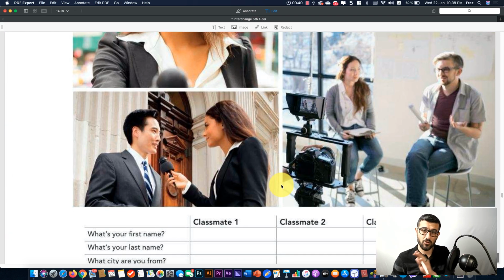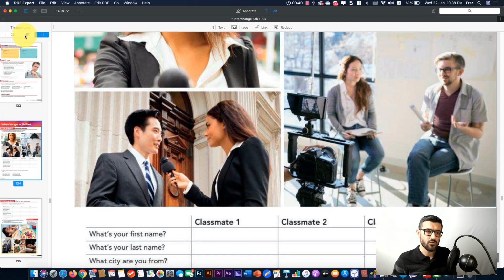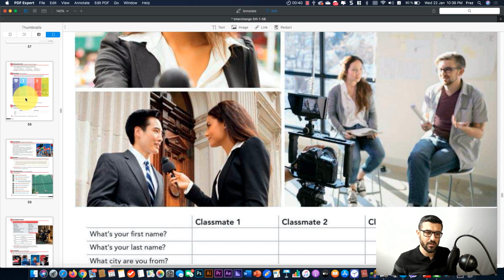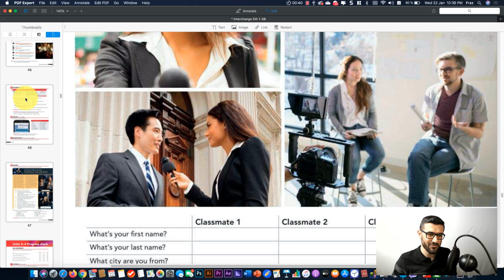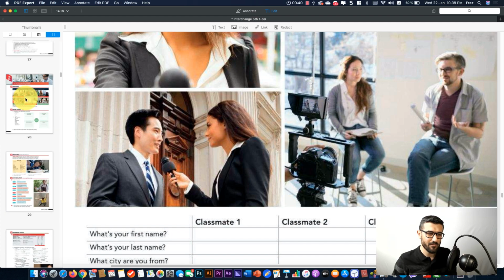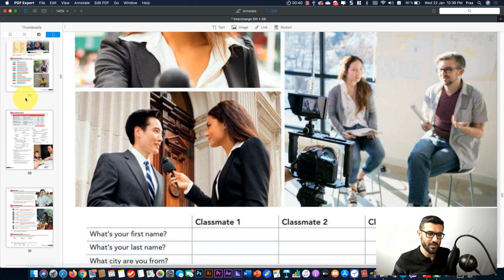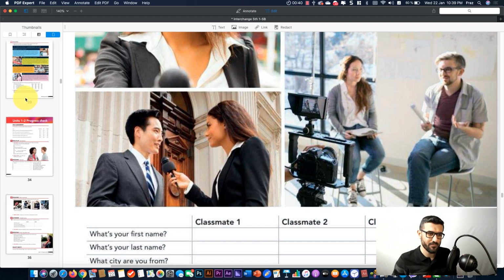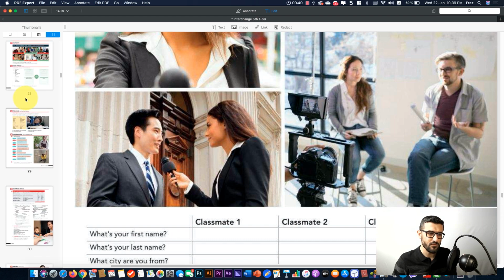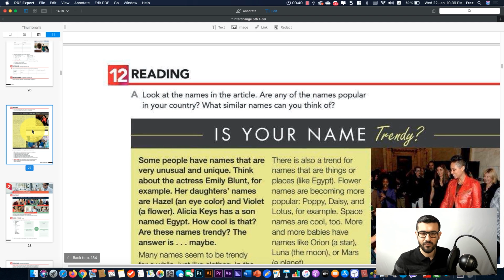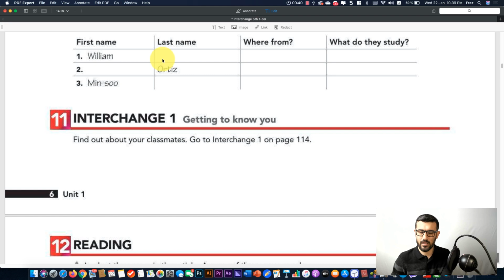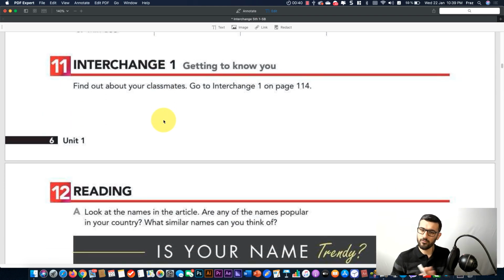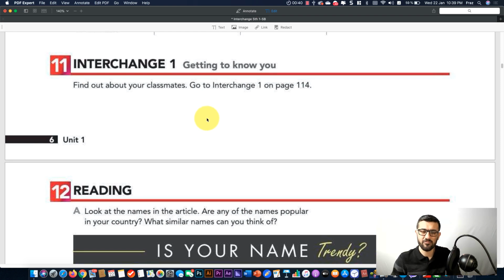So I'm now going to go back to finish Unit 1 so that we can start Unit 2 in the next videos. Okay, here we go. Unit 1. And now you know what you need to do for exercise 11, which is Interchange Activity 1. So go to page 114 and follow the instructions.